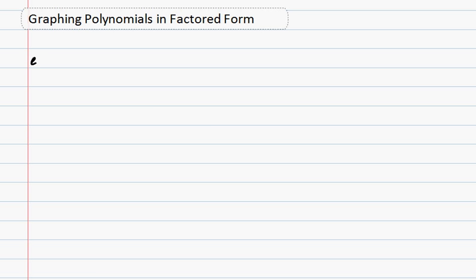So, let's start with this. Now, we had these before. You would have seen this a unit or a week ago, where it wasn't factored already for you, and so it would look like this. You would factor it, and then you would use intercepts. So, it's not going to be any different.